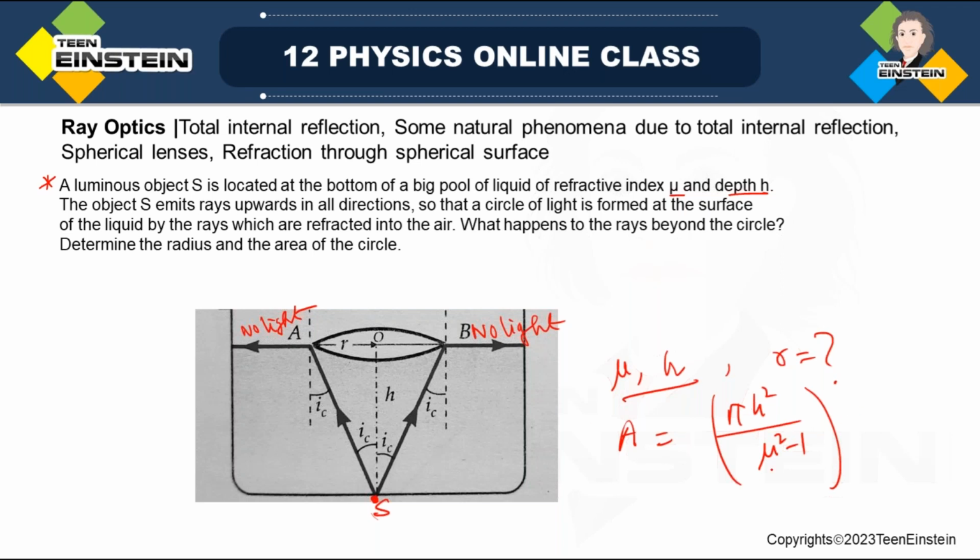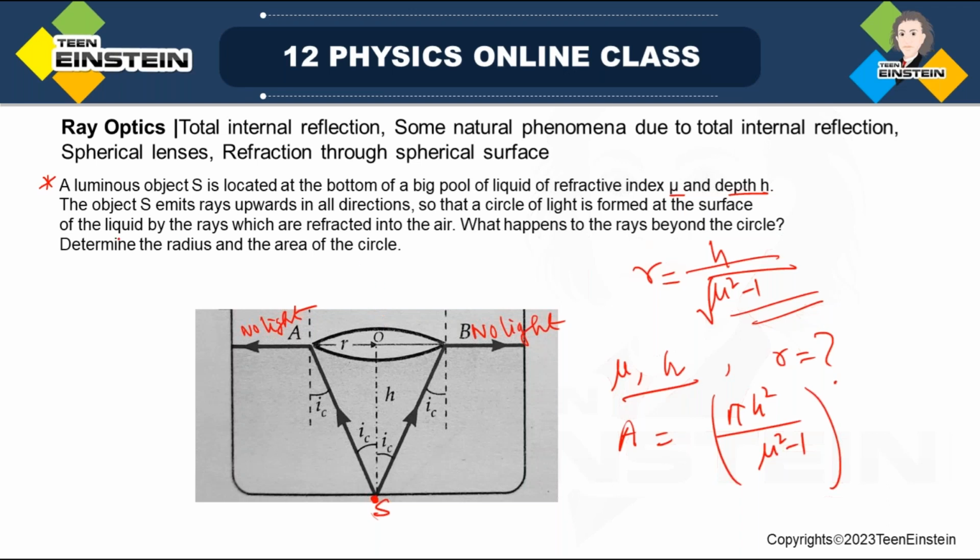First of all you have to find the radius, then you have to find the area of the circular patch. So this kind of question will be asked. The radius will be h by square root of mu square minus 1. We have to show that. How do we get this? All right, we'll just do this now.